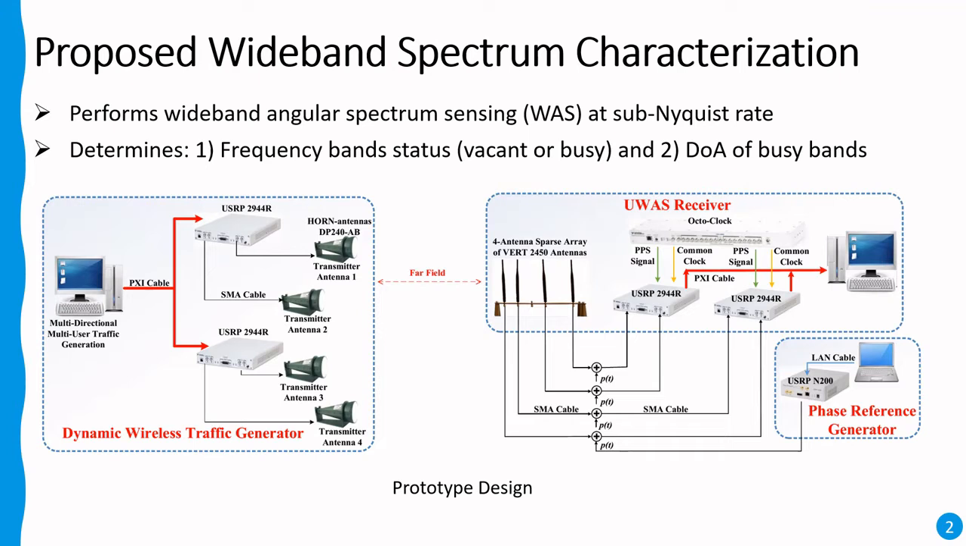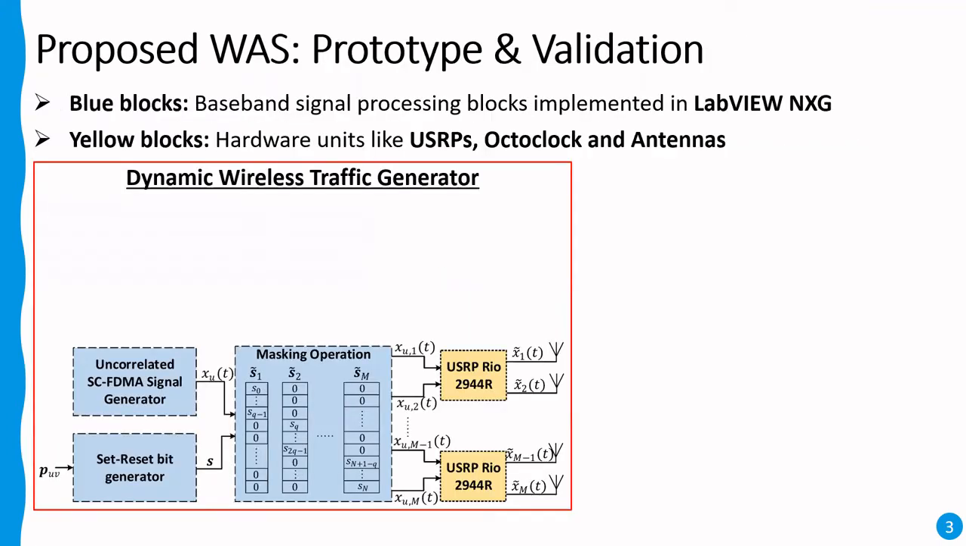Now I discuss the baseband signal processing of these three blocks in detail. So here the blue blocks represent the baseband signal processing performed in LabVIEW and yellow blocks represent the hardware units like USRPs, octoclock and antennas.